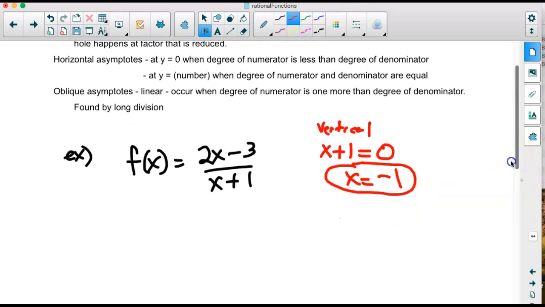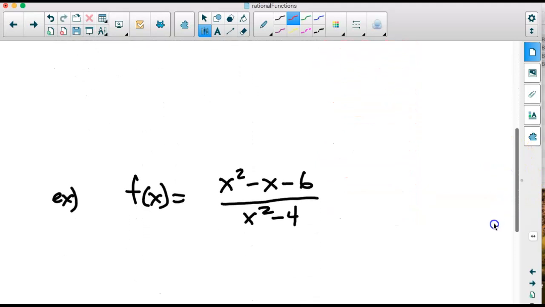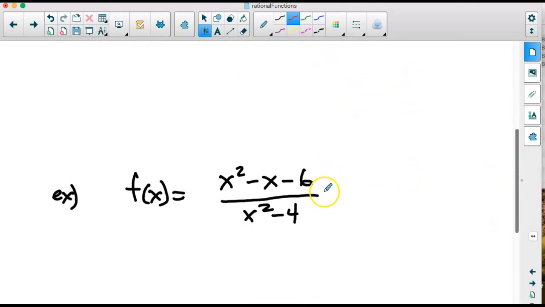Okay, let's look at the second one that we have here. So this one we're going to have to factor. We can't just look at this and say I know where that occurs, because I'm going to need to factor and see if I can reduce. So if I do that, this one on the bottom factors into x plus 2 and x minus 2, because we don't have a middle term, so we want the middles to drop out of the multiplication.